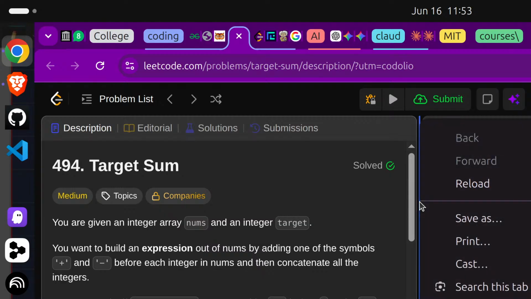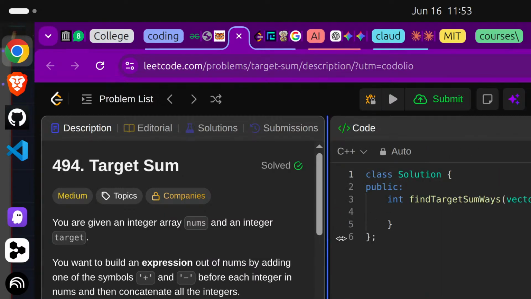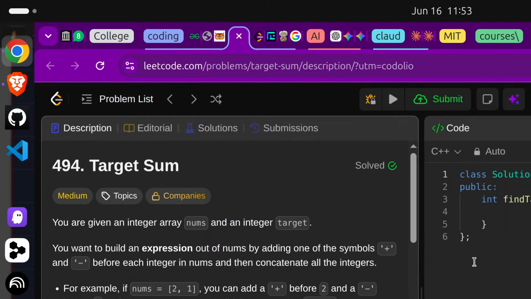Okay guys, let's again do this. You want to build an expression out of this is a question. You are given an integer array nums and an integer target. You want to build an expression out of nums by adding plus or minus before each integer in nums and then concatenate all the integers. For example, if nums is 2, 1, you can add plus before 2 and minus before 1. Return the number of different expressions that you can build which evaluate to target.